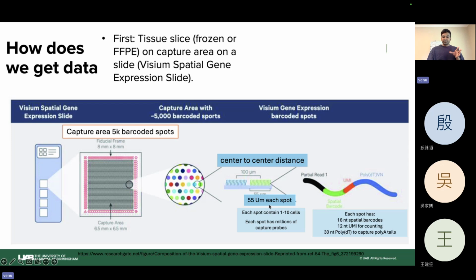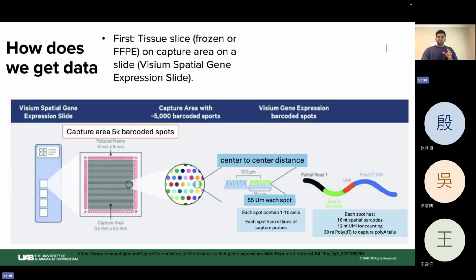Each spot contains 1 to 10 cells, and we get the spot-level gene expression. Each spot has spatial barcodes and millions of capture probes. These probes capture the genes located exactly opposite in the tissue. The final step is to extract the spot-level polyA tails and then see what kind of transcripts are there.